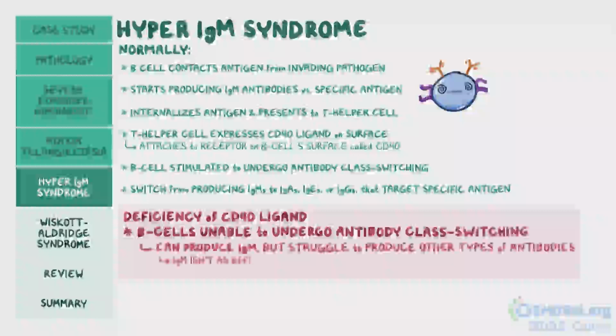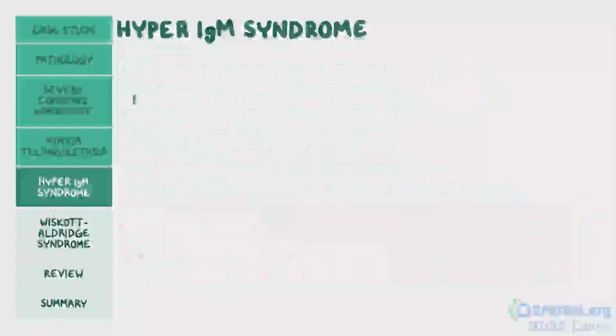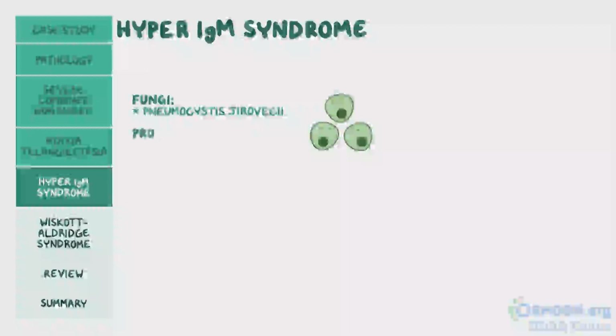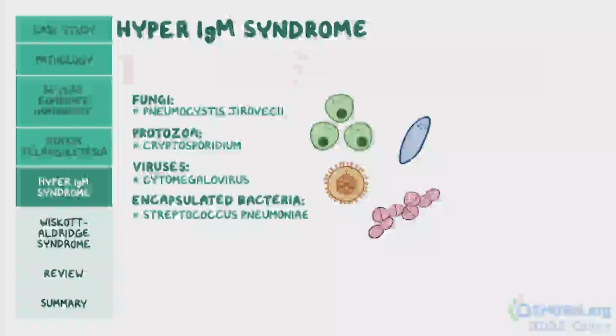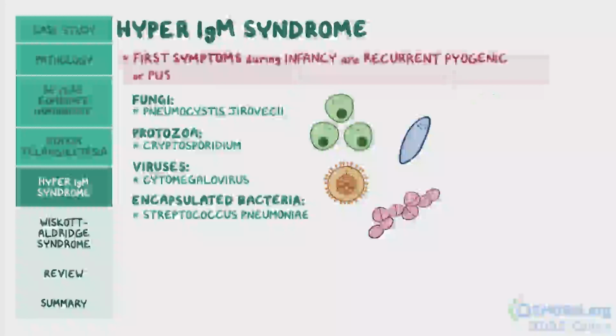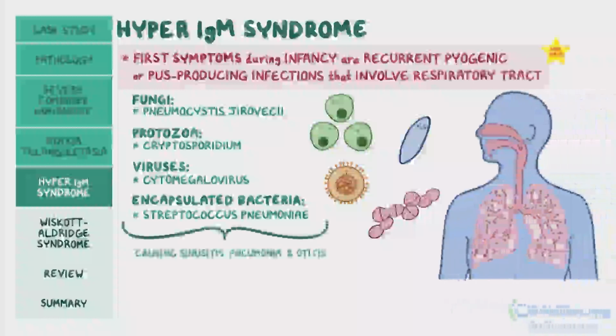Now, because IgM isn't as efficient as the other antibody classes in fighting off infections, individuals with hyper-IgM syndrome are predisposed to infections by opportunistic pathogens, including fungi like Pneumocystis jirovecii, protozoa like Cryptosporidium, viruses like cytomegalovirus, and encapsulated bacteria like Streptococcus pneumoniae. Because of this, a high-yield fact that you should know is that the first symptoms that typically appear during infancy are recurrent episodes of pyogenic or pus-producing infections that most often involve the respiratory tract, causing sinusitis, pneumonia, and otitis.